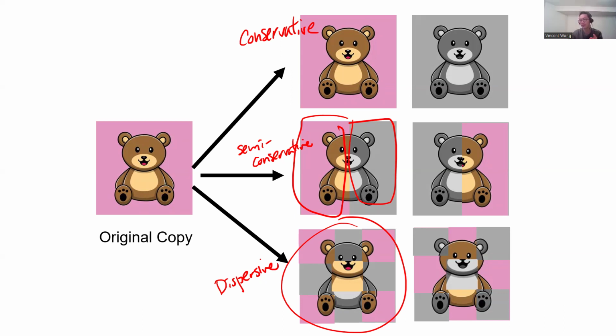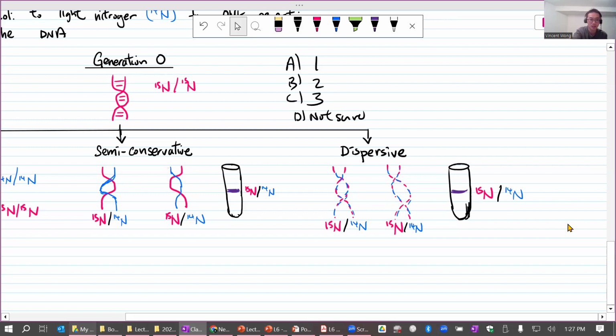Okay, thank you. So if you look at the picture here, semi-conservative, the whole strand is either red or blue, red being original, blue being new. And here, each strand is a mix of new and old. Okay, so this is generation number 1.